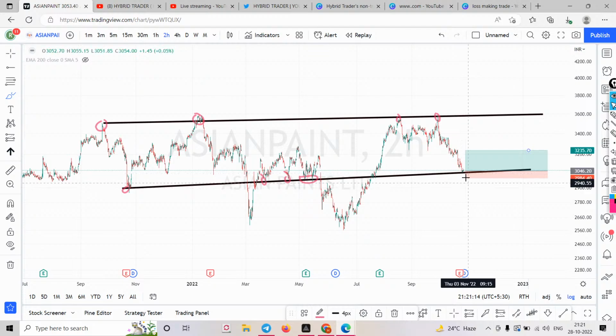With a 1% loss I can get 3% profit, 4%. As and when the stock keeps going up, I'll be trailing the stop loss.